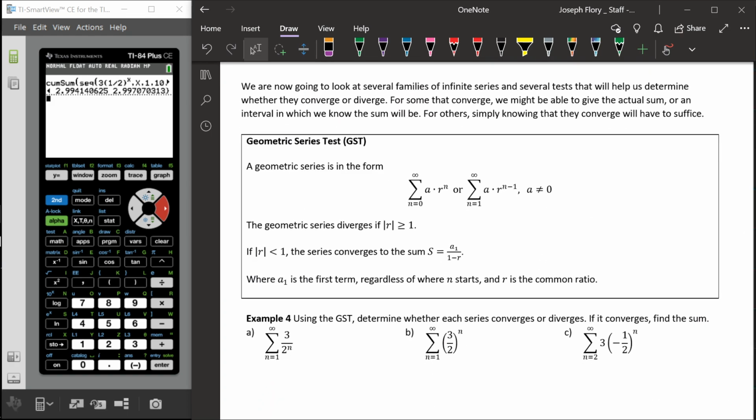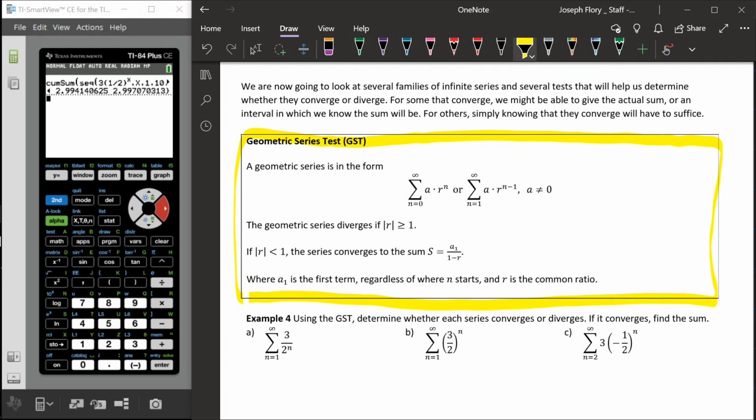We're now going to look at several families of infinite series and several tests that will help us determine whether they converge or diverge. For some that converge, we might be able to give the actual sum or an interval in which we know the sum will be. For others, simply knowing that they converge will have to suffice. Our first test that we're looking at is called the geometric series test, or the GST.